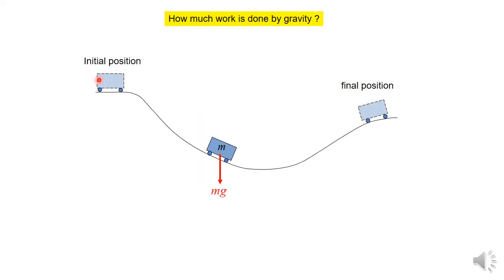What if you have, for instance, a roller coaster or some kind of car that's moving on some curved path like this? So it starts out at an initial position and it ends up at a final position. And you ask the question, what's the work done by gravity as this car or this mass goes from here all the way to here?